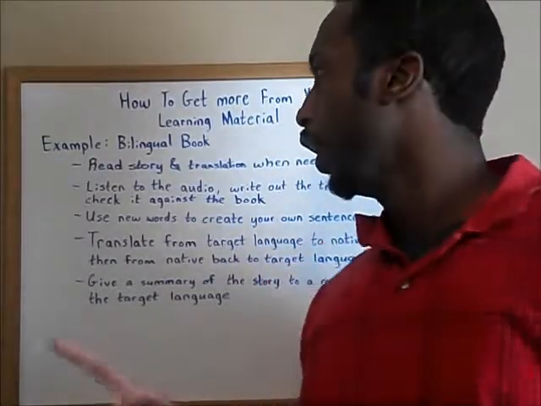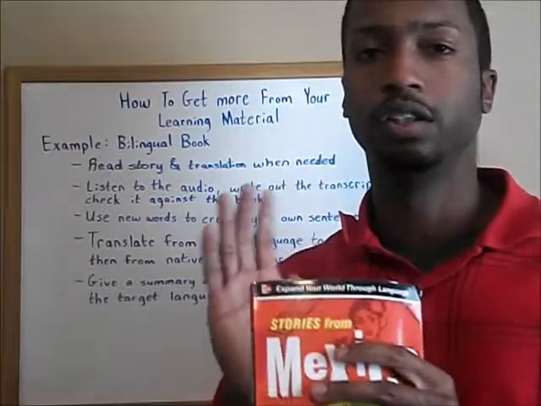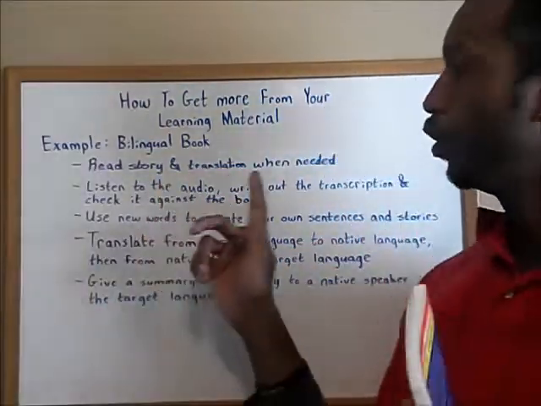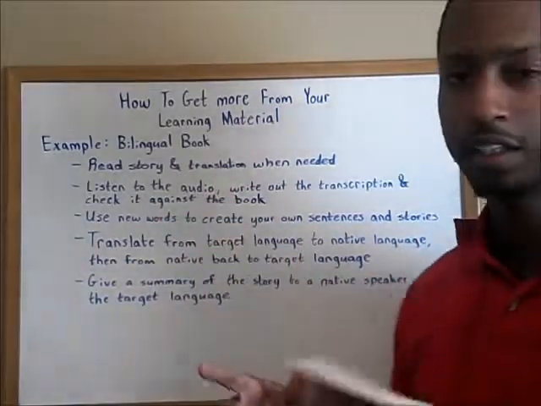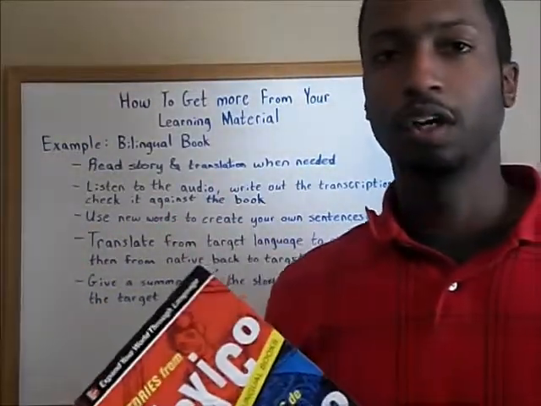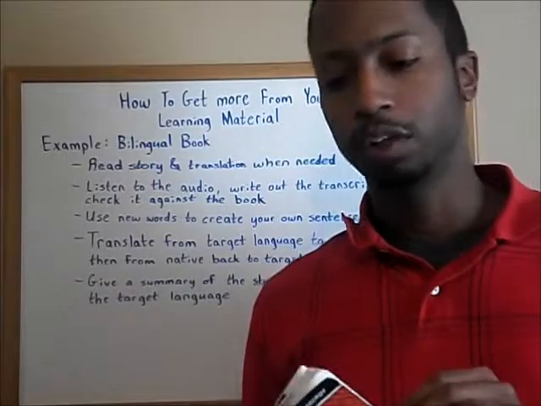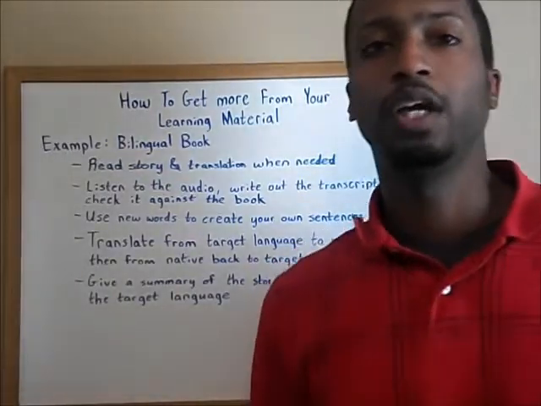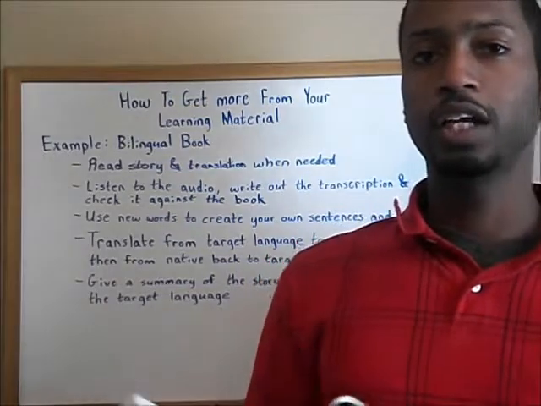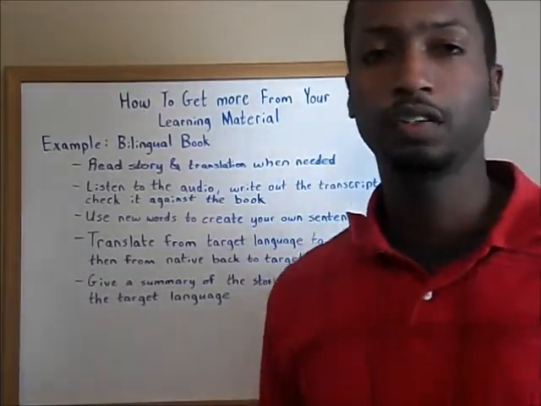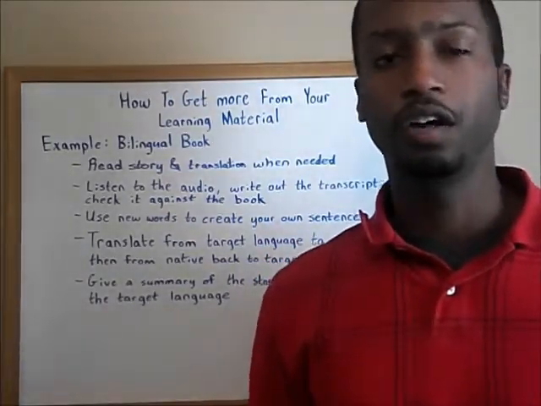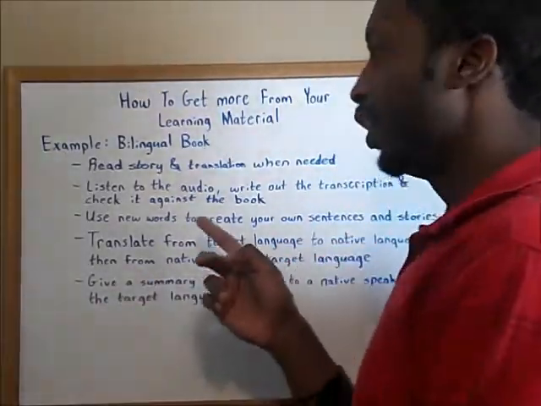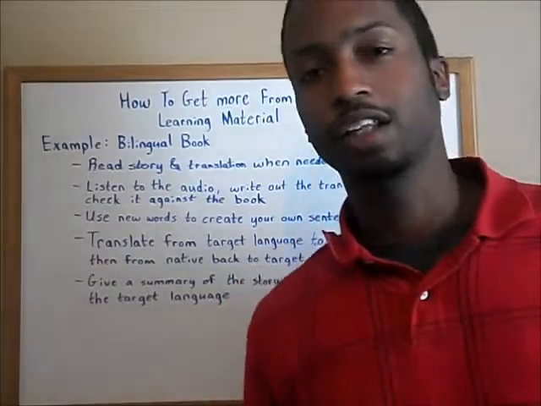what you can do is you can read the story in the language that you're learning and then use the translation to your native language when needed. I think this is kind of obvious. This is pretty much, I think, the intention of this book. So what I would do is I pick a story, I read a sentence from it in Spanish. If I don't understand, I read the exact same sentence in English so I can get a better understanding of that sentence.